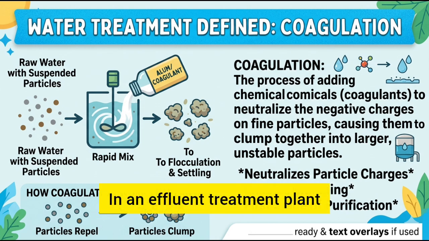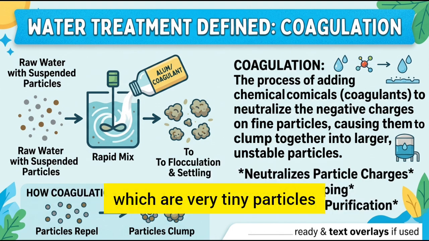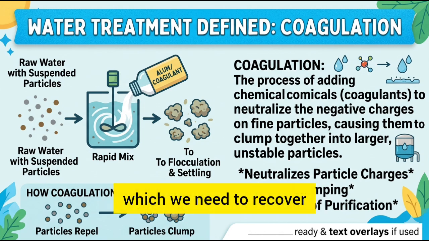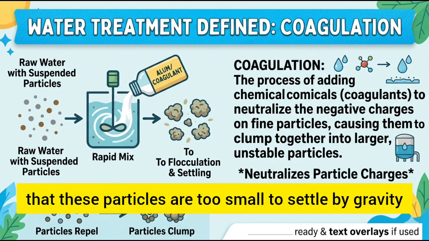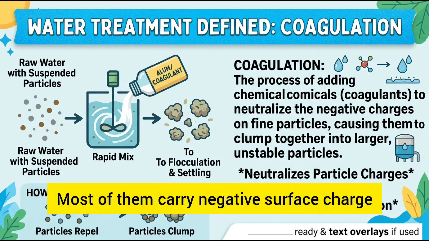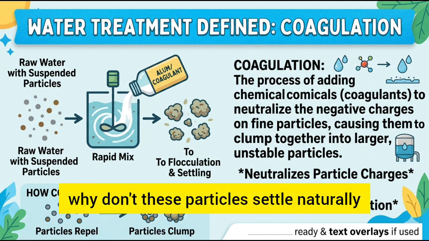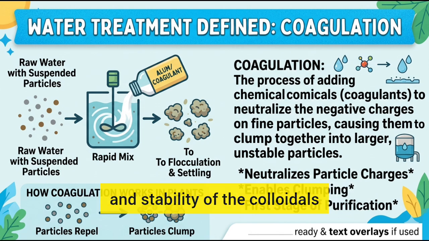In an effluent treatment plant, the effluent contains fine suspended particles, colloidal matter, which are very tiny particles, oil and grease, which we need to recover, color and turbidity. Now, the problem is that these particles are too small to settle by gravity. Most of them carry negative surface charge. So, the question is, why don't these particles settle naturally? Because of electrostatic repulsion and stability of the colloidals.